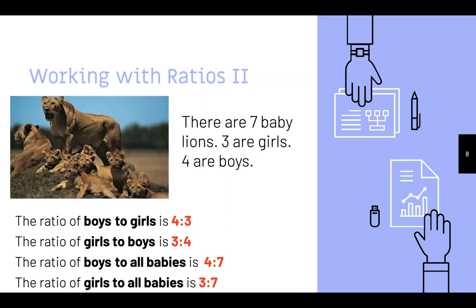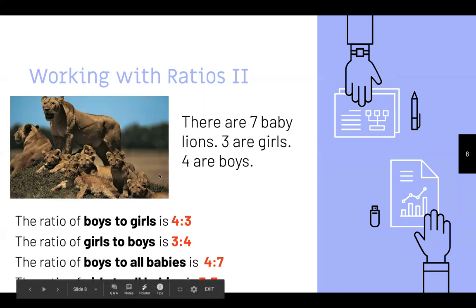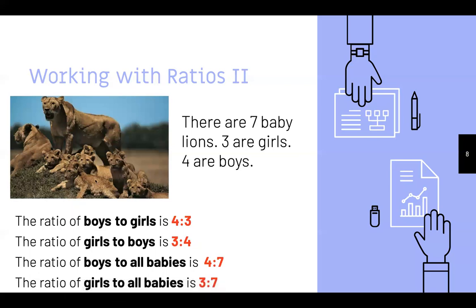So let's just make sure we understand the proper wording as I mentioned earlier in the slide. So there's this statement. There are 7 baby lions. 3 are girls, 4 are boys. And to the left is that picture of a lion and her cubs. So the first statement is saying the ratio of boys to girls is 4 to 3, right? So there are 4 boys and 3 girls. So that 4 right there corresponds to the boys, and that 3 corresponds to the girls.